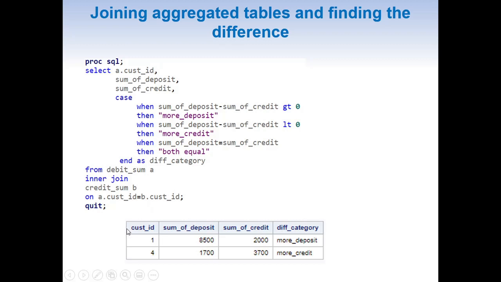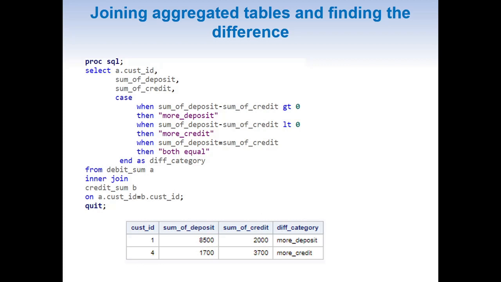Let's quickly look into the result. Here I have cust_ID 1, sum of deposit is 8,500, sum of credit is 2,000, and when we do the minus of this, we have more deposit, because the value is greater than 0. Whereas in the case of cust_ID 4, our sum of deposit is 1,700, and when I subtract 3,700, it goes to minus 2,000, and it is more credit. And I do not have any values in which the sum of deposit equals the sum of credit.